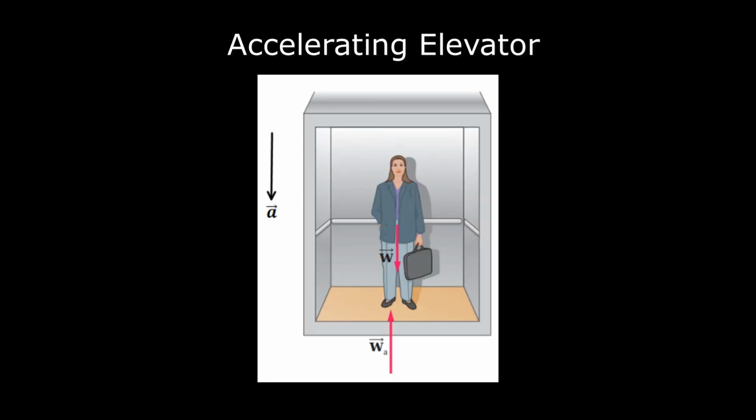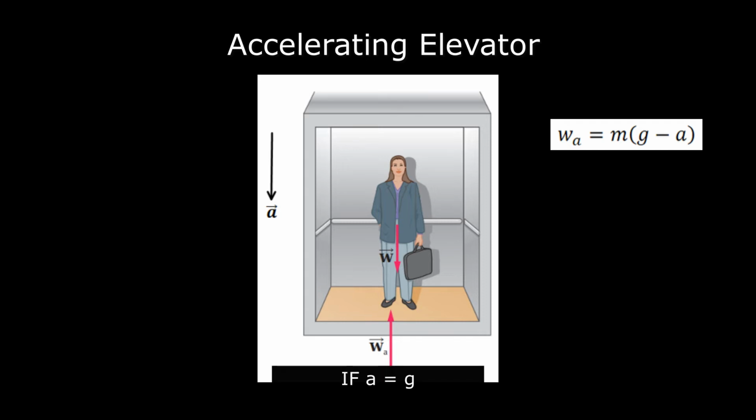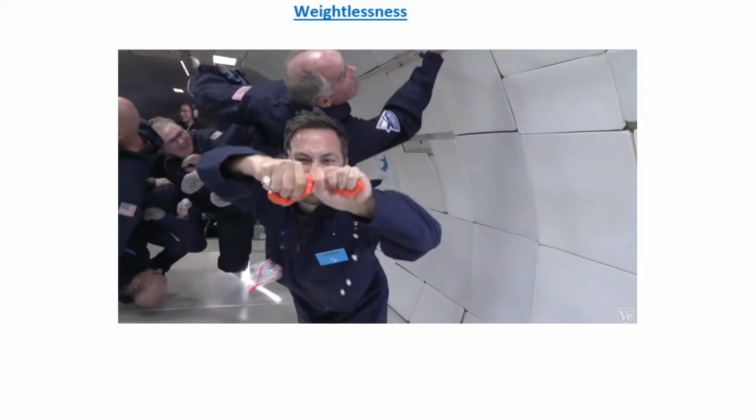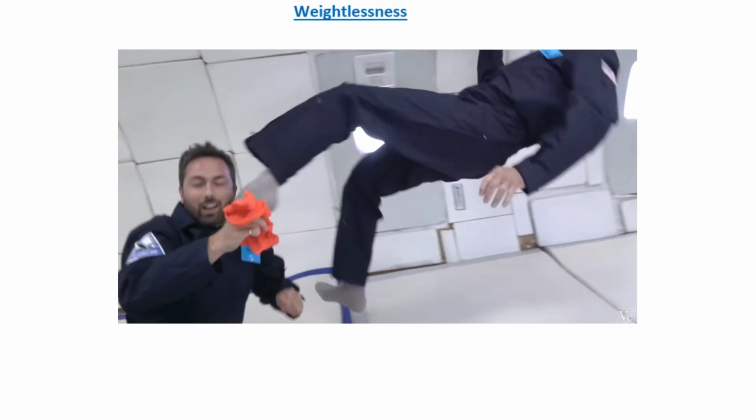And the answer lies in the equation that we studied in the previous video. The equation is W_A, the apparent weight, equals m times (g minus a). And this result indicates that a person feels lighter than normal weight when riding in an elevator with downward acceleration a. And if the downward acceleration of the elevator becomes g, then the apparent weight becomes 0 and hence people feel weightless. And space agencies like NASA use the same concept to train their astronauts.